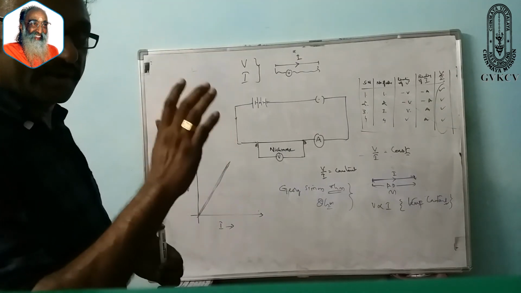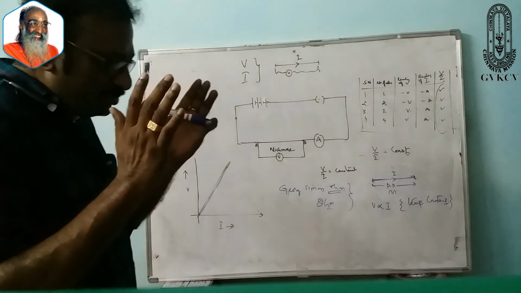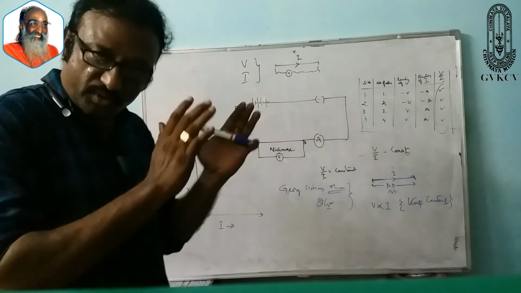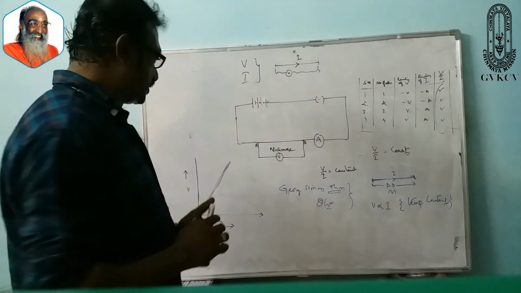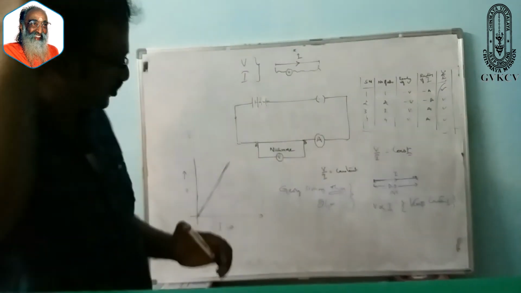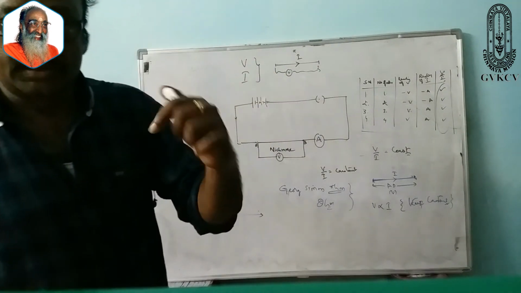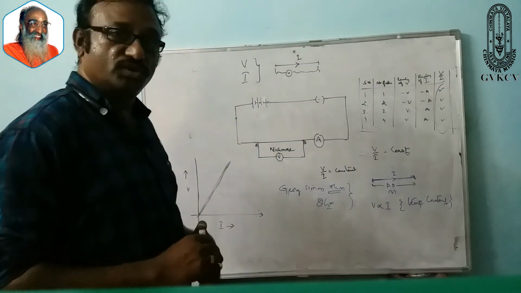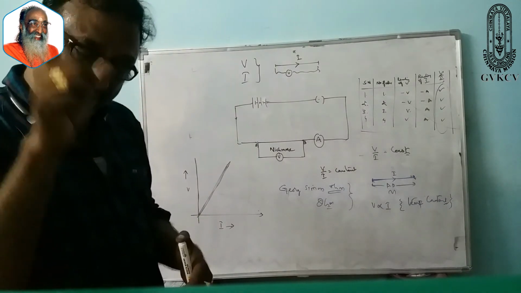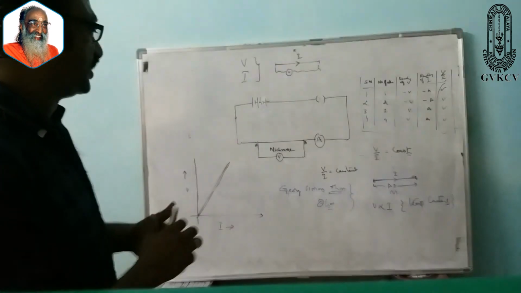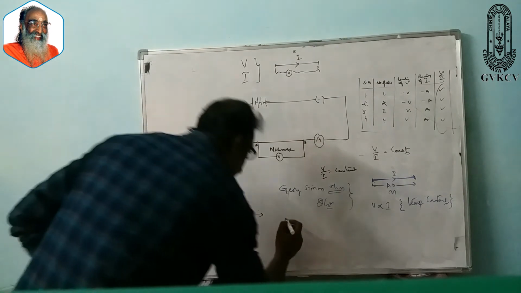Just remember it as V proportional to I, temperature constant. So once again repeating Ohm's law: the current in a conductor is directly proportional to the potential difference across its ends, keeping the temperature constant.